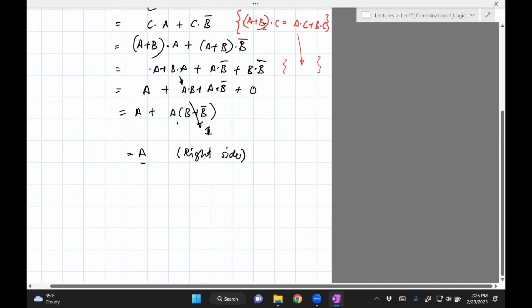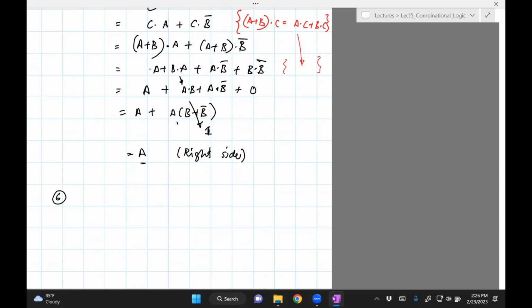Okay, the last one, and then we'll go to other things. The sixth one is probably very important when we synthesize circuits. It's called De Morgan's law.